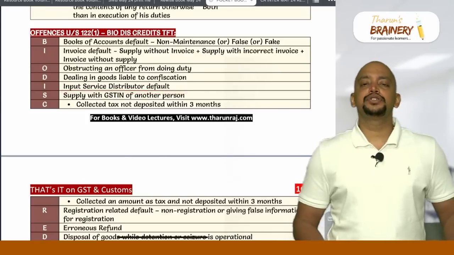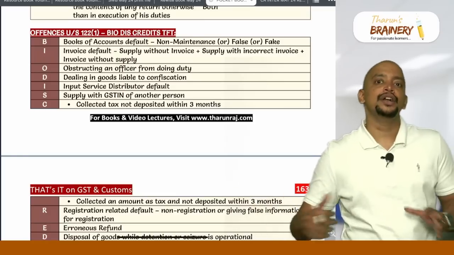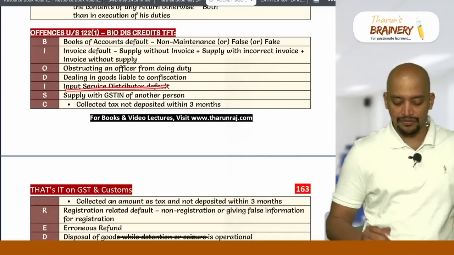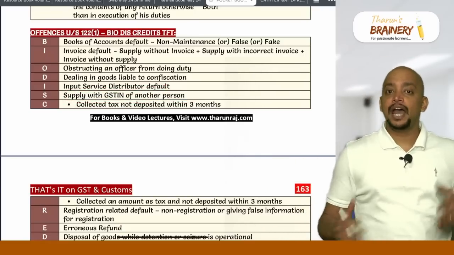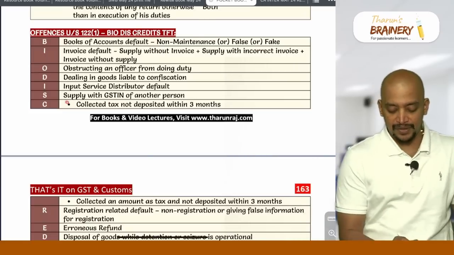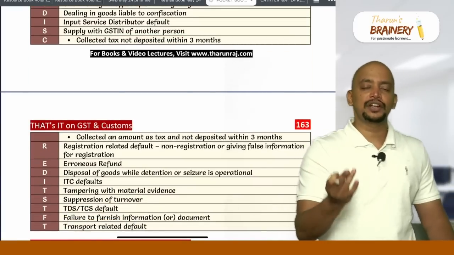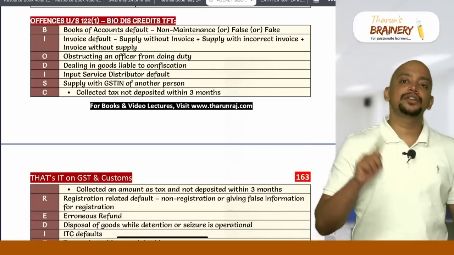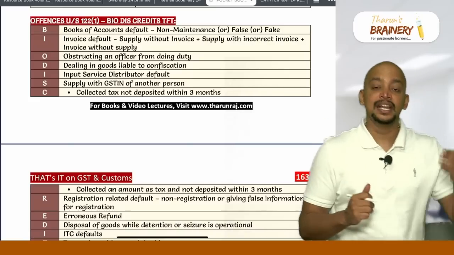Then I for input service distributor default, which means I am not supposed to take the credit, but I took the credit and distributed it to my branches, or I distributed credit in excess of the credit availed. That is known as ISD default. S for supply with GST of another person. Here I am raising the invoice in someone's name and I have collected the GST from my customer. So that is supply with GST of another person. So in BIO DISCREDITS: B for books of accounts default, I for invoice default, O for obstructing an officer from doing duty, D for dealing in goods liable for confiscation, I for input service distributor default, S for supply with GST of another person. Then credit C.